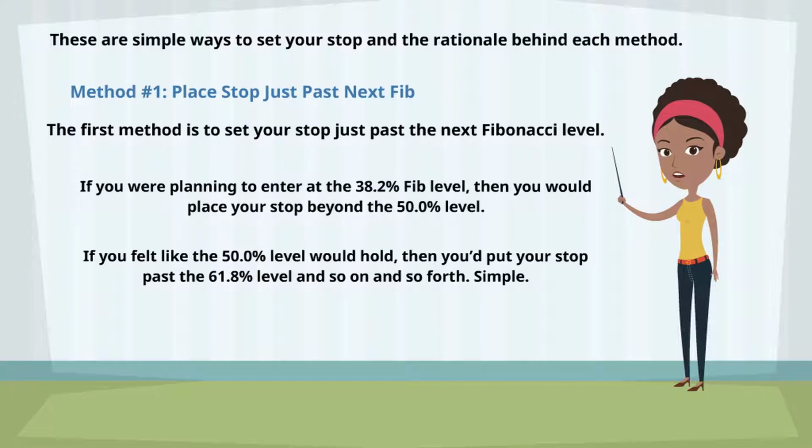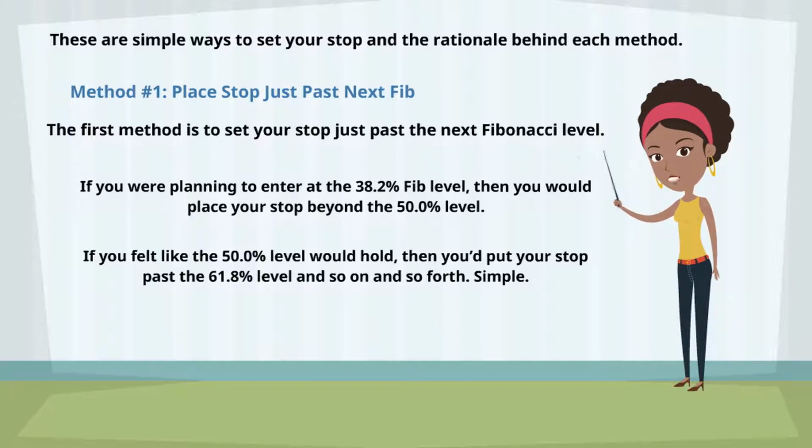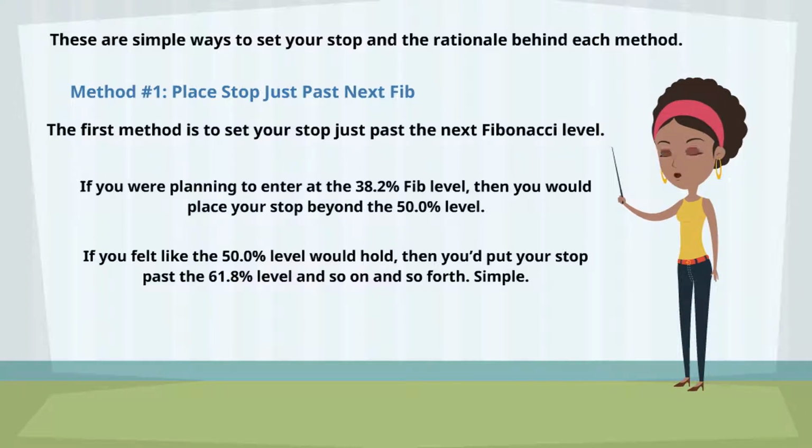Method 1 is place stop just past next Fib. The first method is to set your stop just past the next Fibonacci level. If you were planning to enter at the 38.2% Fib level, then you would place your stop beyond the 50.0% level. If you felt like the 50.0% level would hold, then you'd put your stop past the 61.8% level and so on and so forth.